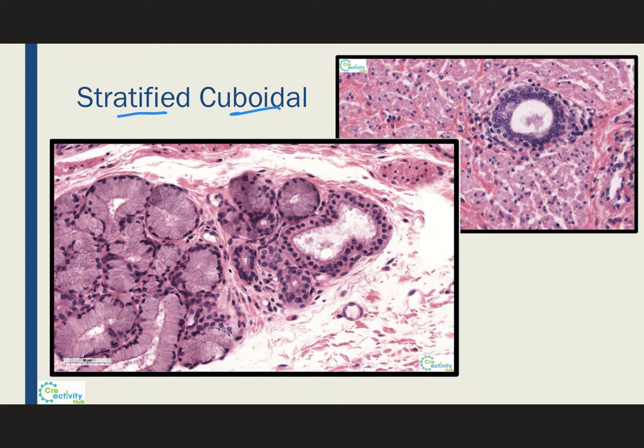Typically, it will have only 2 layers of cuboidal cells, but since it has more than 1 layer, it is already termed stratified and not simple. Notice over here 2 nuclei, one on top of the other, and on this duct as well, 2 cell layers. This tissue is from an esophagus and will be located within the connective tissue of the esophagus.